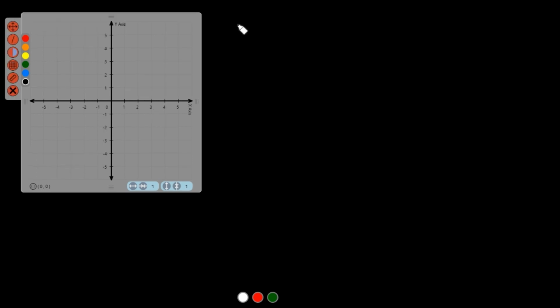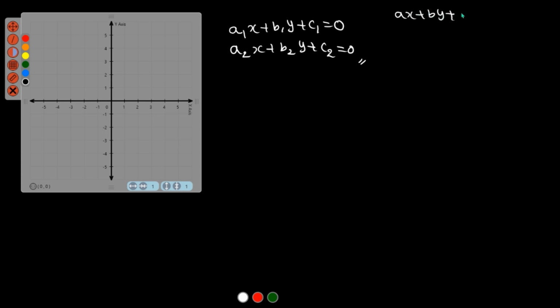If you write two linear equations in this form, I am writing the general form of the first equation as a1x plus b1y plus c1 is equal to 0, which is the first line, and the second line is a2x plus b2y plus c2 is equal to 0. Why have we written the general form as ax plus by plus c? This is one line. By changing the constants a, b, c, we will get an infinite number of lines.